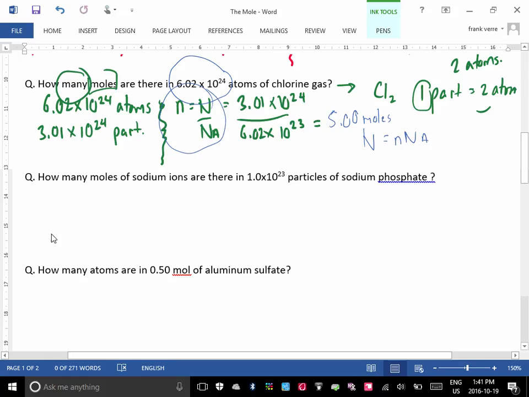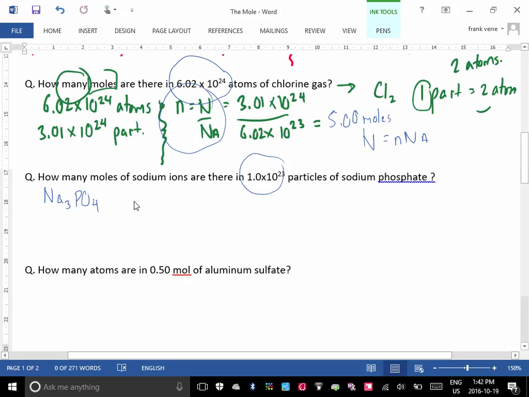Let's look at the next question. How many moles of sodium ions are there in 1.0 times 10 to the 23 particles of sodium phosphate? Okay, so what's the formula for sodium phosphate? Na3PO4. Okay? Now, we have 1.0 times 10 to the 23 particles, correct? Okay. So let's take a look at how many moles that represents.